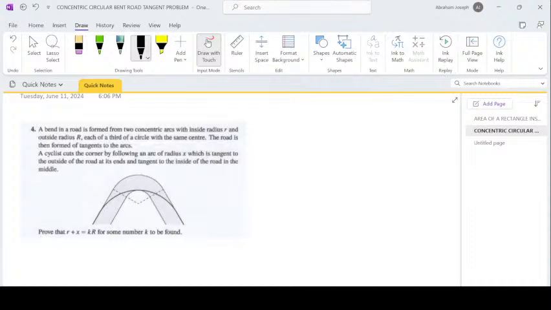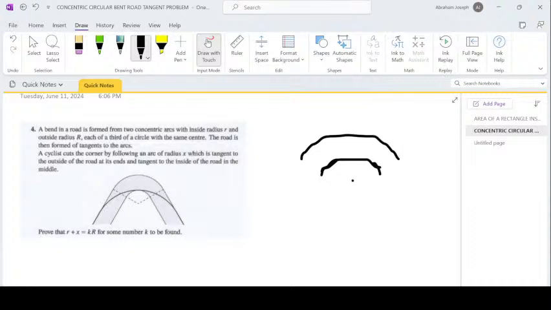These two circles have the same center. So let's call this their center. The first circle is the smaller circle, so let's indicate it by this circle. And the other circle is the bigger circle, which is this circle here, right?